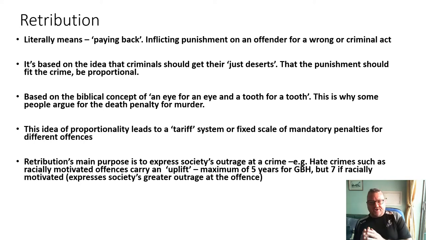But all in all, retribution's main purpose is to express society's outrage at a crime. And you can illustrate this by the fact that we have uplift sentencing. So to give an example of this, I've used hate crimes. So hate crimes such as racially motivated offences actually carry an uplift. So the maximum sentence in courts at the moment for GBH is 5 years. But if that GBH is racially motivated, the judge can actually increase that to 7 years. And what that's doing is expressing society's greater outrage at the offence. GBH is unacceptable, but racially motivated GBH is even more unacceptable in today's society.